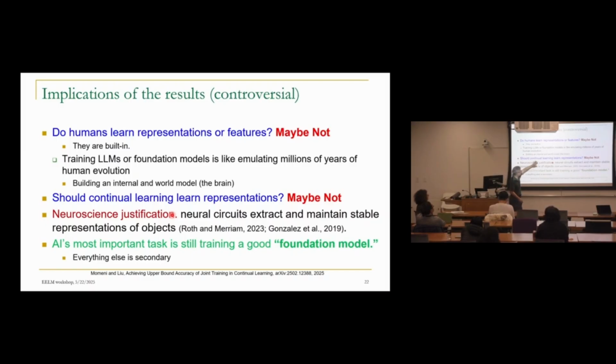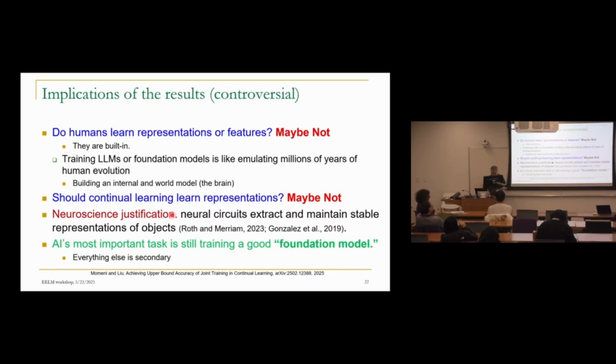Anyway, should we continue learning? Obviously no. So the AI's most important task is still training good foundation models. Everything else is just secondary. Natasha just asked whether this is just for classification, or what about reinforcement learning, what about clustering, all those things. I believe they're probably the same. It's just we haven't got that model yet. Language model is the one which is simplest to learn. And the image ones are pretty good already.